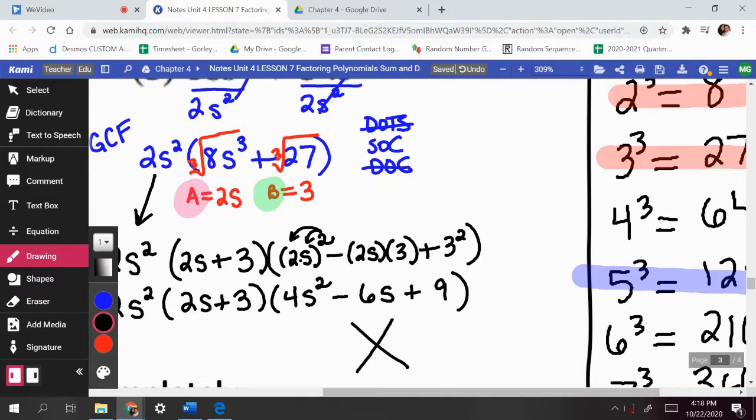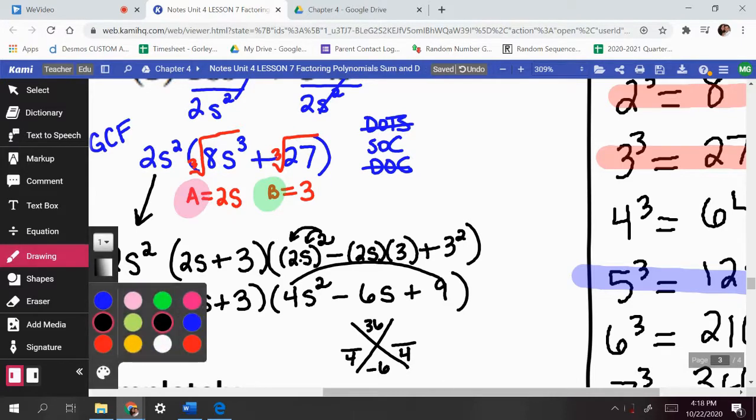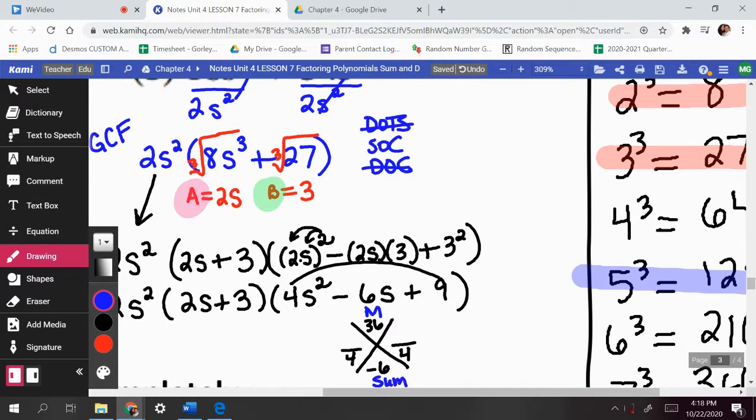Okay, so remember, we're going to do AC. 4 times 9 is 36. Then my middle is -6. My leading coefficient is 4, so we put this over 4. My question is what multiplies to give you 36, but sums or adds to give me -6? Is there anything that multiplies to give me 36, but sums to give me -6?